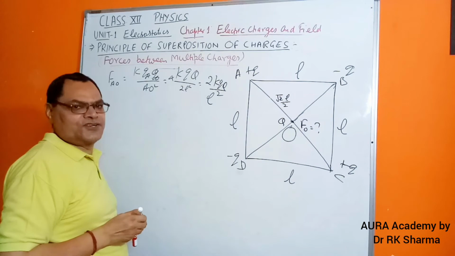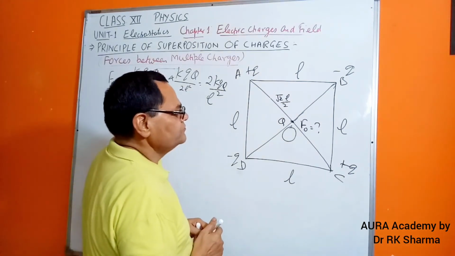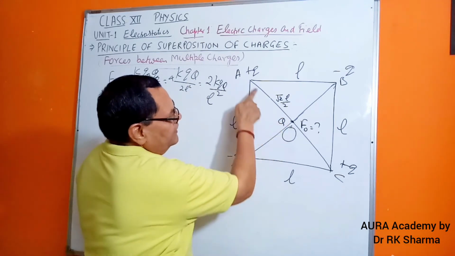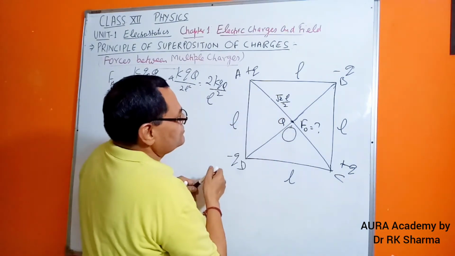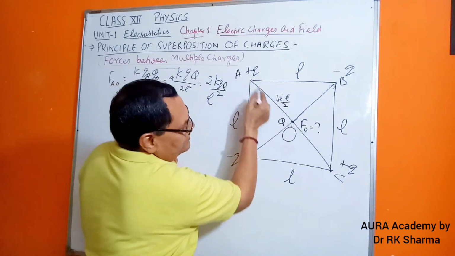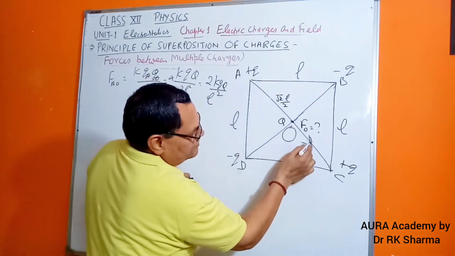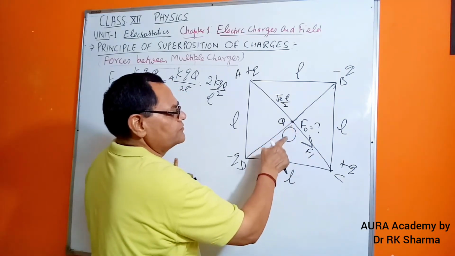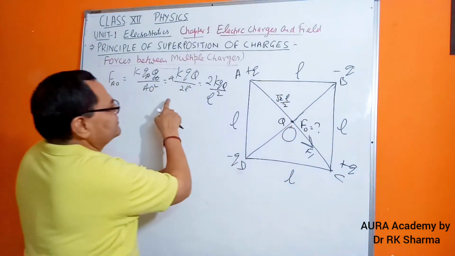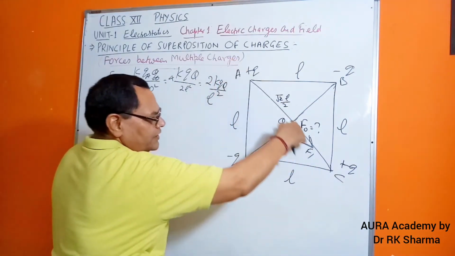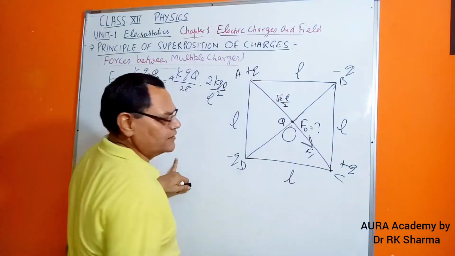But what is the direction? Important. As per the rule, we are calculating the force at this point, and positive force means repulsion. Therefore this charge is repelled by the charge at A. Let me put it as F1. The numerical value of this force is this, and the direction is this way, along AO or AC. Clear?